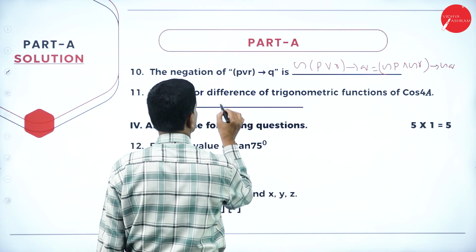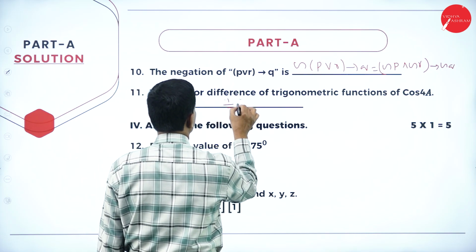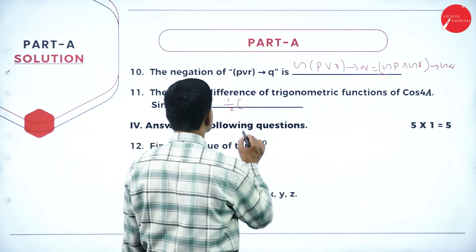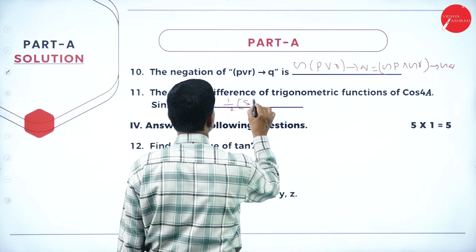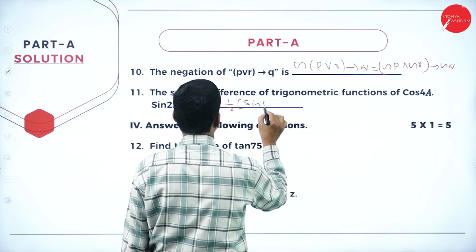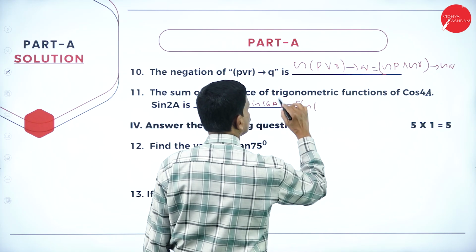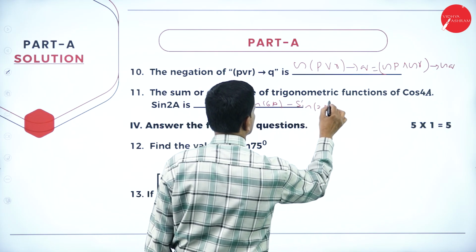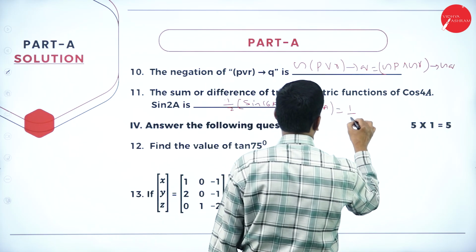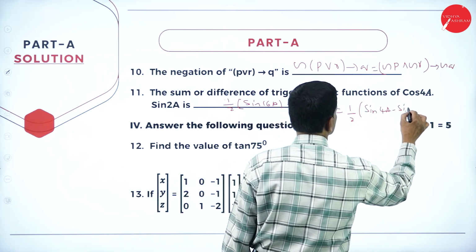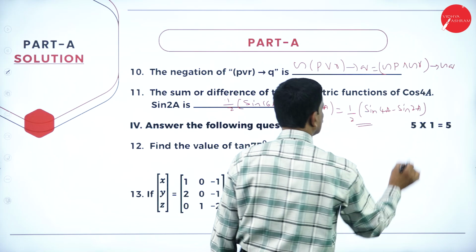So cos 4A sin 2A is nothing but half of cos A sin B. The formula for cos A sin B is half of sin(A plus B) minus sin(A minus B). Here, 4 plus 2 is 6A and 4 minus 2 is 2A. So it is half of sin 6A minus sin 2A.